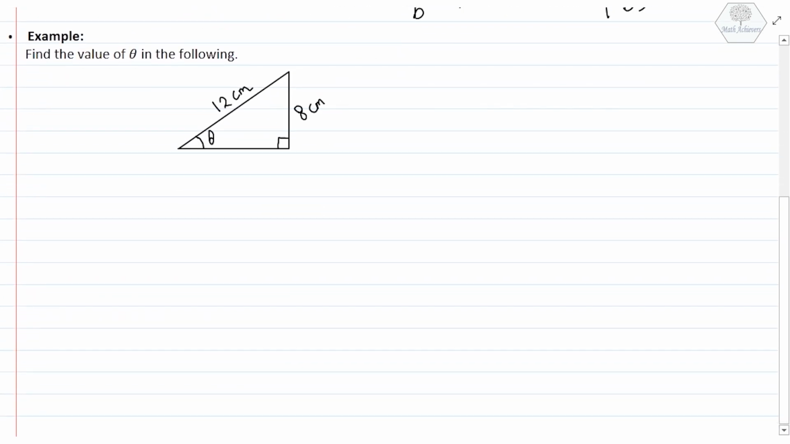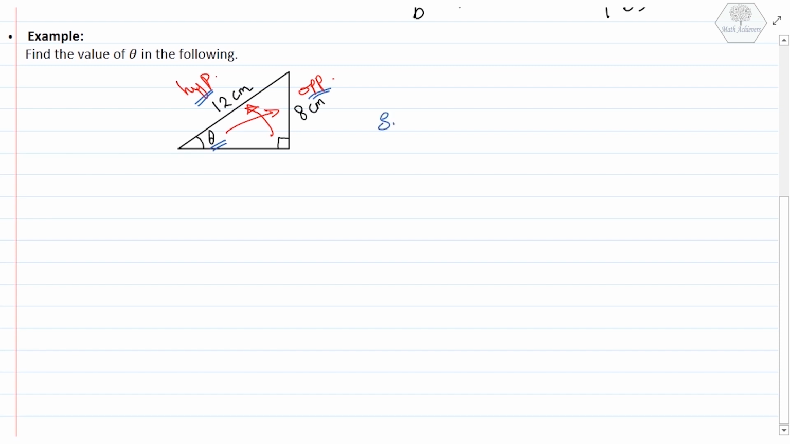In this example, we want to find out the value of theta in the following triangle. We start by labeling our triangle. The side opposite to the 90 degrees angle is the hypotenuse, and the side opposite to theta is the opposite. So now, I want to find the angle. I have the hypotenuse and I have the opposite. So I will be using sine theta.